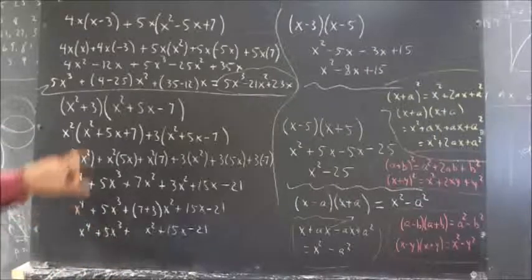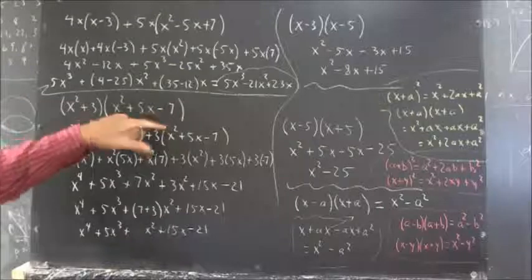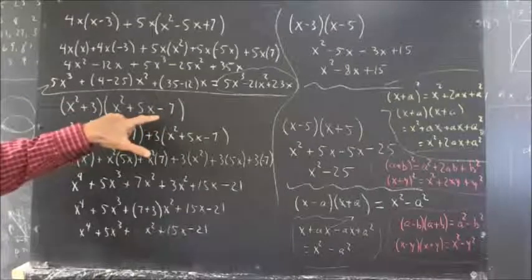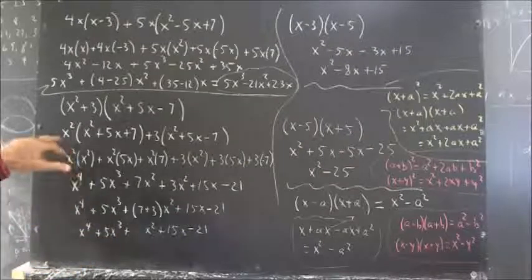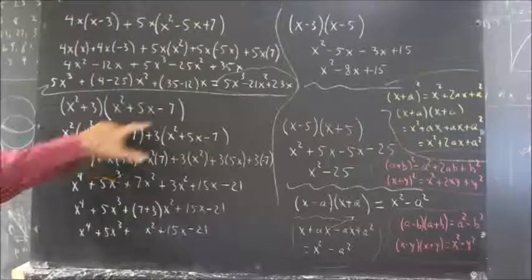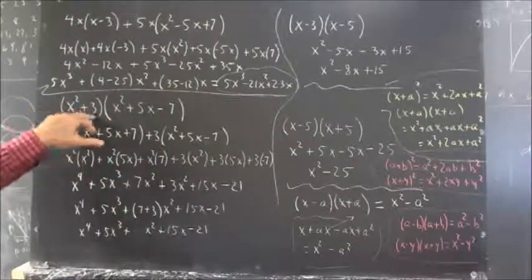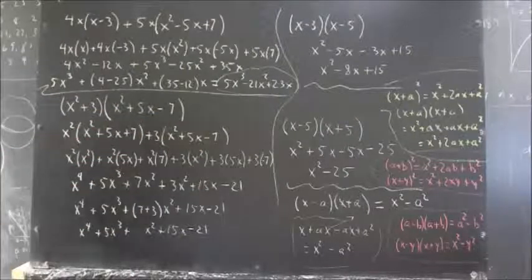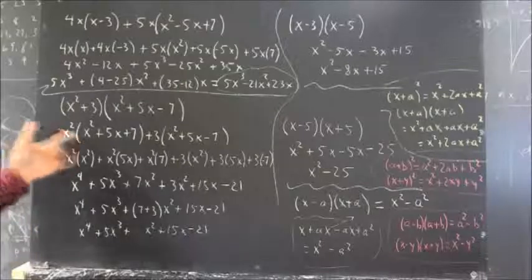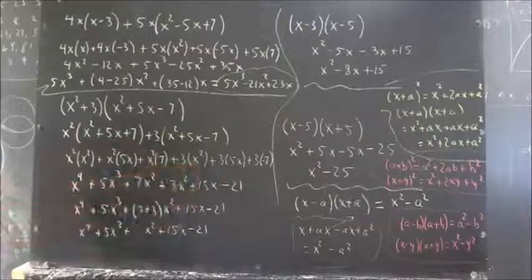In any case, to do this, I'm going to write x squared times this quantity. In other words, distributing across this plus. We get x squared times this quantity plus 3 times this quantity. Very straightforward application of the distributive law. And then I apply the distributive law on each of these terms.